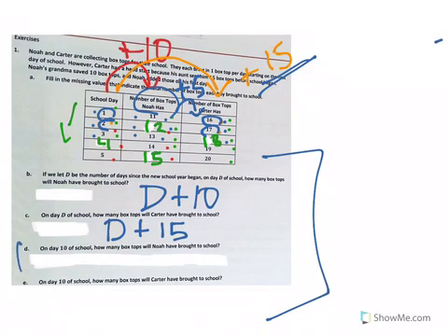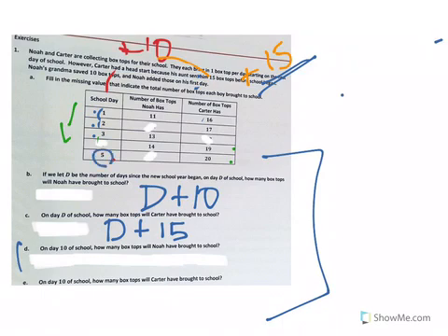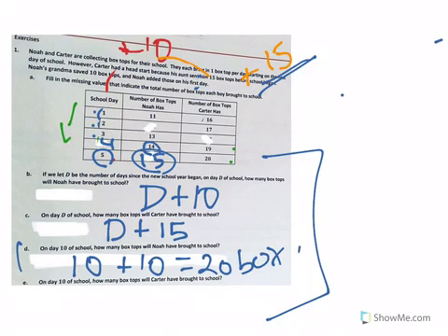Part D here. On day 10 of school, how many box tops will Noah have brought to school? I'm going to erase a little bit of this just so we can see here. On day 10, so if I know 5 plus 10 is 15. 4 plus 10 is 14. Whatever day of school it is, plus 10 is how many box tops Noah will have. So, day 10 of school, plus 10, he will have brought 20 box tops.